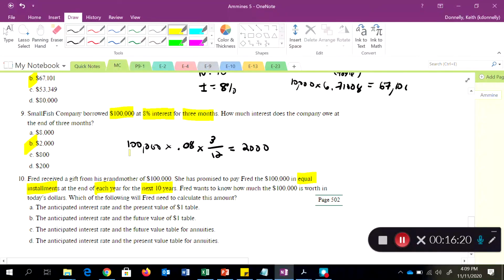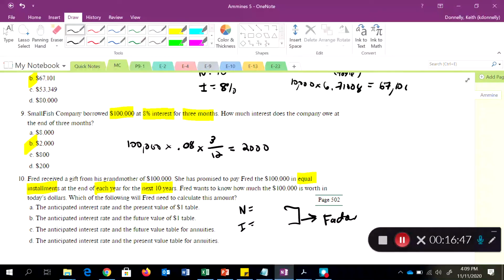Well, when we've done the other problems up here, essentially there's been 3 things that we've needed anytime we use the tables, right? You need the number of periods, you need the interest rate, which you use to get you the factor from the table. Then you can use that factor to figure out what the value is.